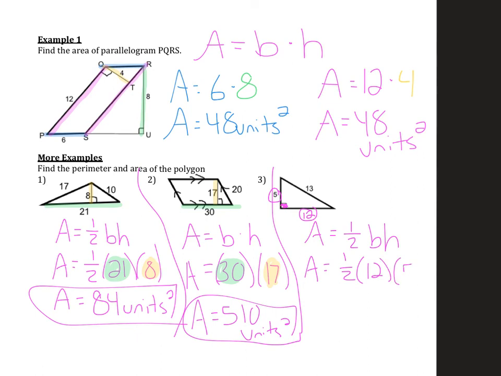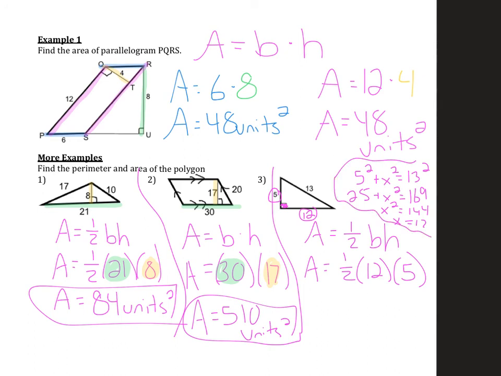Again, if you're not sure where I got that 12, you would just do 5 squared plus x squared equals 13 squared and go through and solve that. So you'd have 25 plus x squared equals 169. So you get x squared equals 144. So x is 12. That's the background if you forget how to do that.